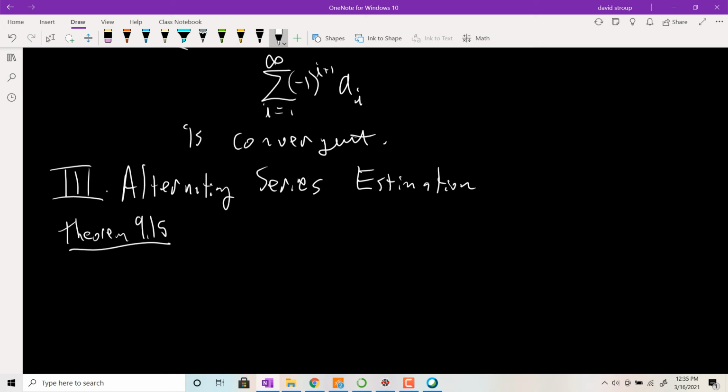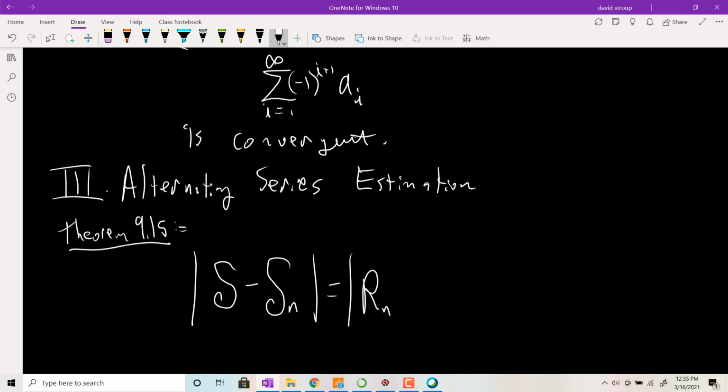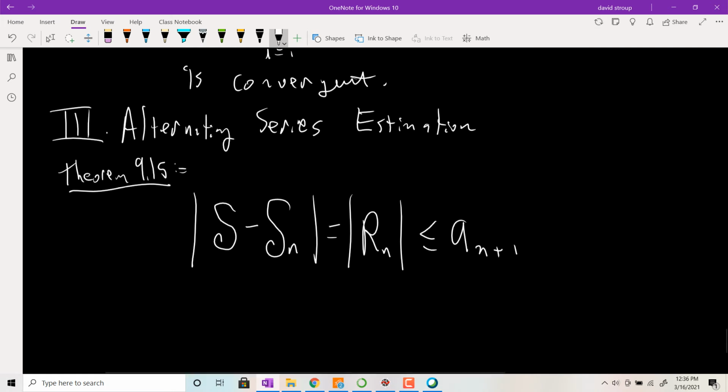Okay. So basically, if your alternating series is convergent, then the difference between the actual sum and the nth partial sum, which can be thought of as the remainder, will be less than or equal to the next term in line. Okay, so let's make this a little bit more clear.